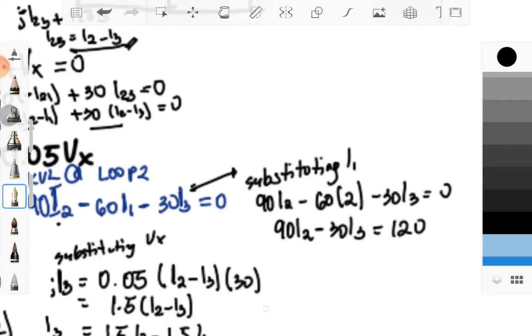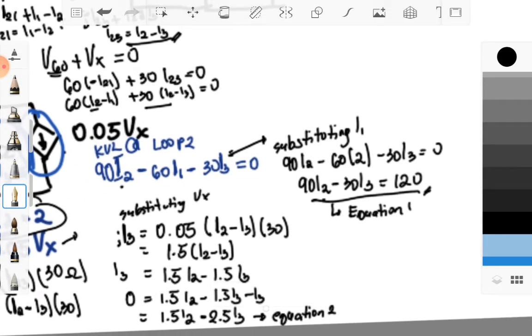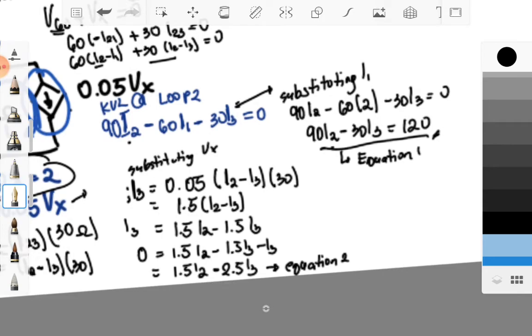So, paano siya naging positive 120? So, 60 times 2, negative 120, transpose natin siya sa kabila. Okay? So, we have this equation. This will be our equation 1. Equation 1. Okay. So, by using your calculator in your fx-991, ilalagay nyo lang that your I2 is equal to 90 and your I3 is equal to negative 30, and also we have a constant equal to positive 120, and then we have our I2 which is equal to 1.5 and also equal to negative 2.5.